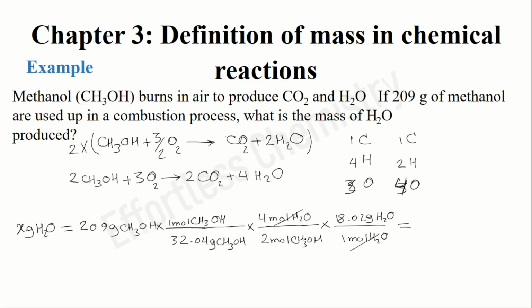Similar units go with each other: mole methanol, grams of methanol with each other. And the only unit that remains is gram of water. The final result is 235.1 gram of water.